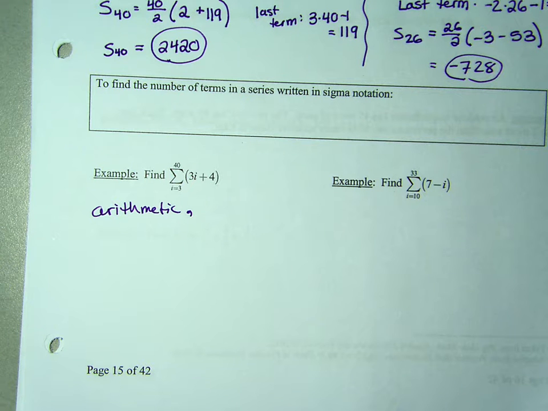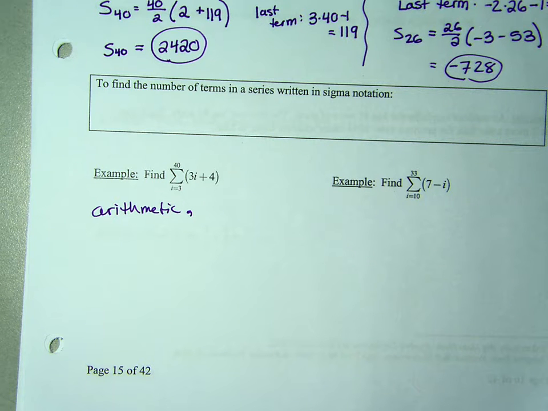Okay, so first of all, why is it not 40? It starts with 3. If it doesn't start with 1, we actually need to think a little bit about how many terms there are going to be. So let me ask you this. If we went from 1 to 40, how many terms would there be? From 1 to 40? Louder. There are 40 terms.